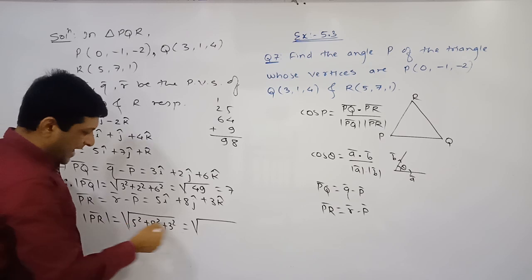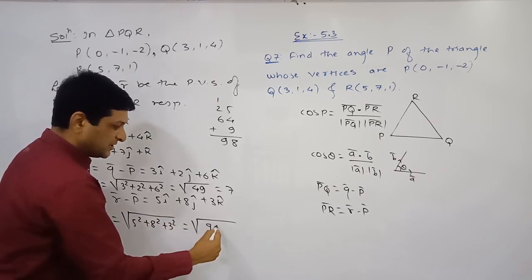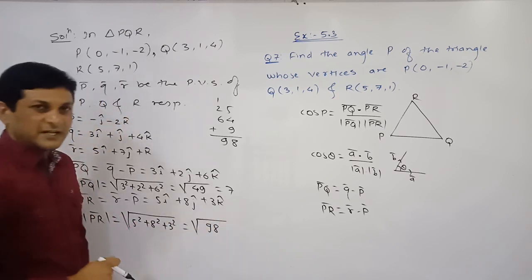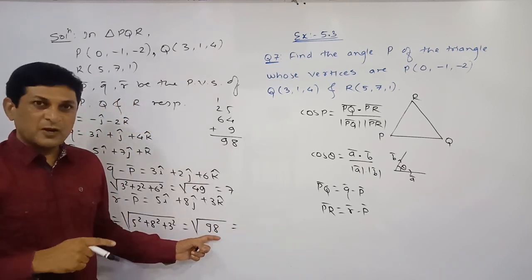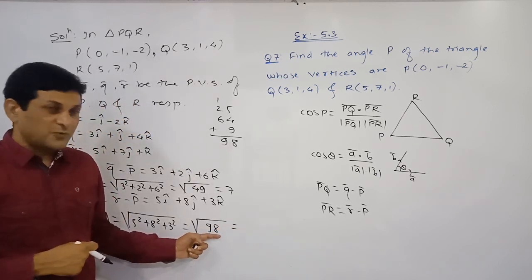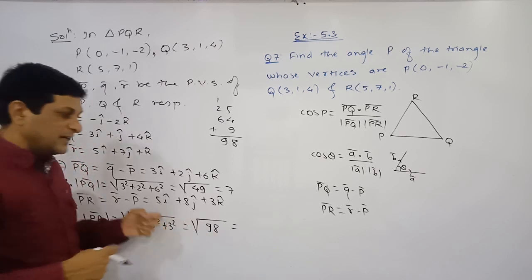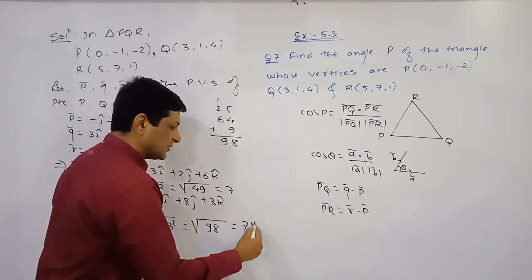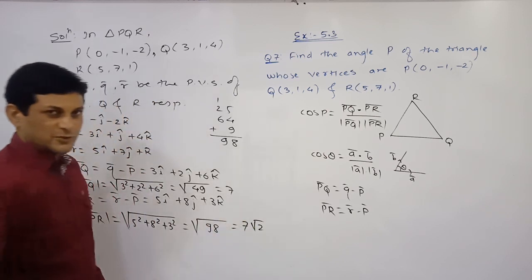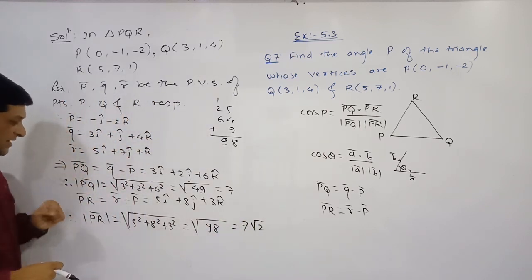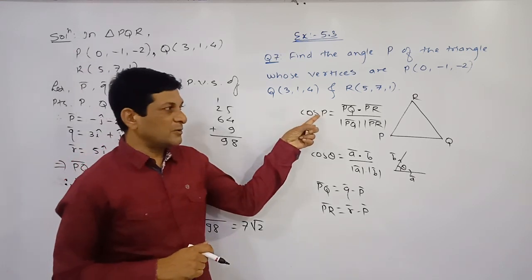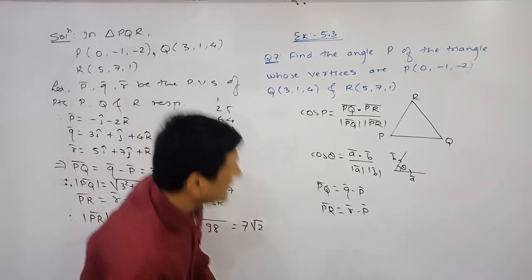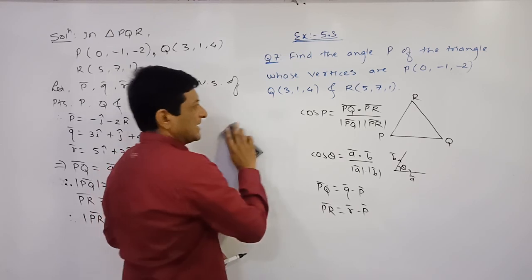So here the addition of squares of these three numbers is equal to 98, where 98 is nothing but a multiple of 49. So it can be written as 49 into 2, and 49 outside the root will become 7. So its value will be equal to 7 root 2. Once all these values are known to us, substitute all these values in this formula to find our required angle P.